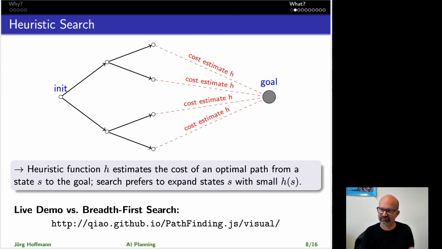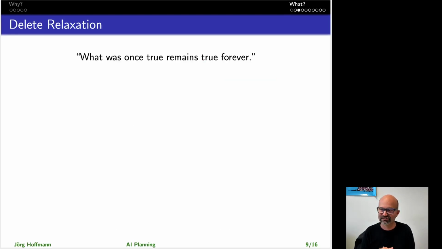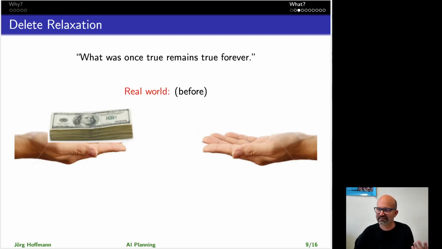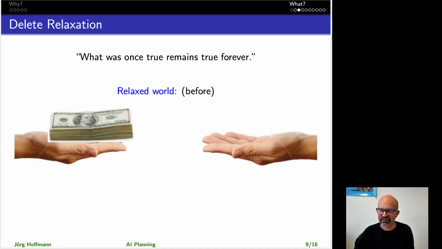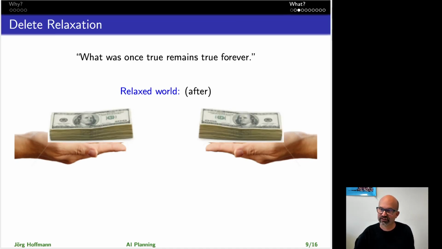The big question is, where do those heuristic functions come from? Because we have to create them fully automatically. We will see 4 principles in order to achieve this. One of those principles is the delete relaxation. It works as follows. Let's say you want to buy a car. After you bought the car, you have the car, but you don't have the money anymore. Under the delete relaxation, you buy the car and you have the car, but you also still have the money.